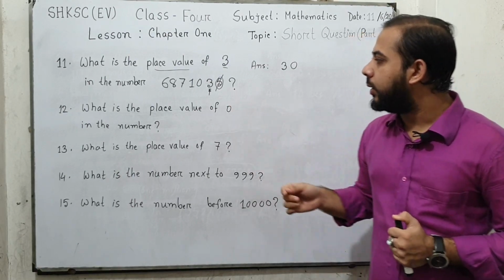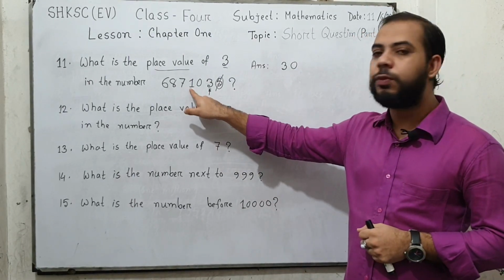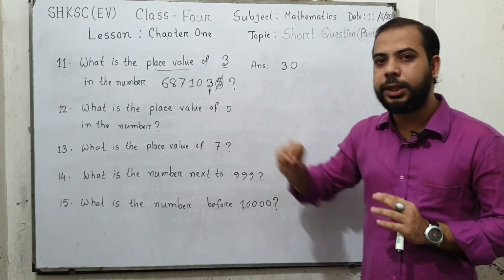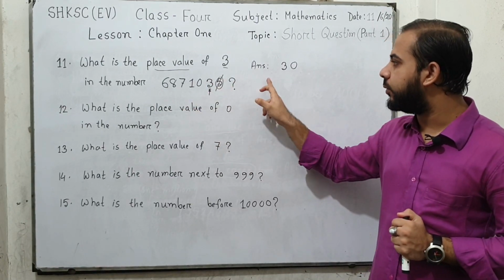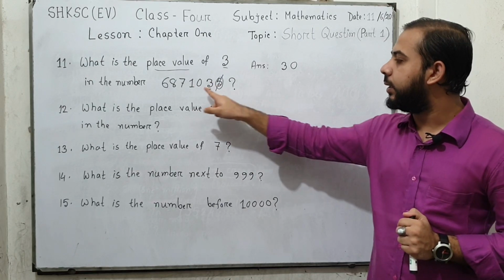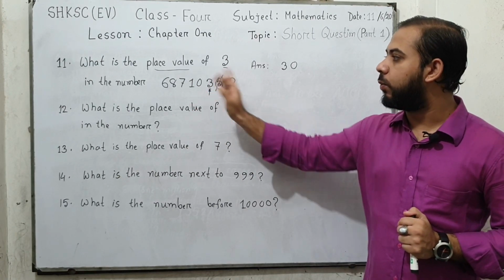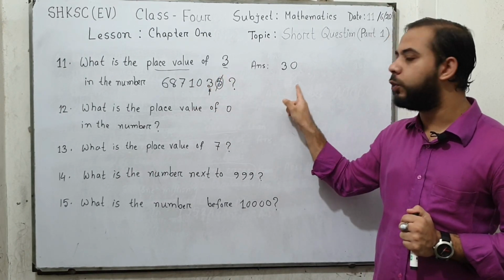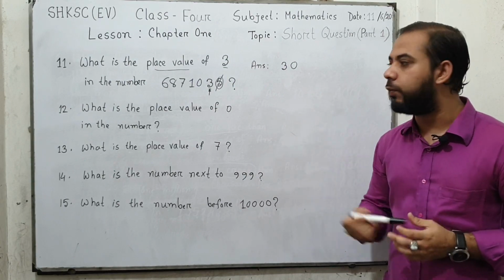For another example, what is the place value of 1 here? If we need to find the place value of 1, at first we have to write the number 1 and then we see there are 3 digits after 1. So we have to put 3 zeros here. That will be the place value of 1.